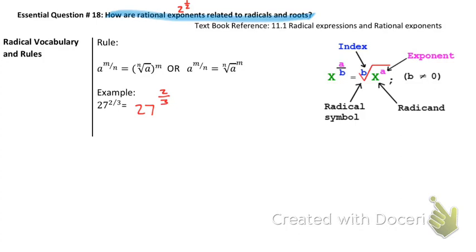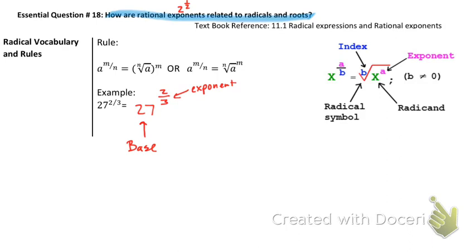This number here, in exponent form, we call the base. So just get comfortable with that vocabulary word. The base is the number or variable that is being raised to the power. This here is the exponent. In this case, it's a rational exponent because it's a fraction. So how do we convert?